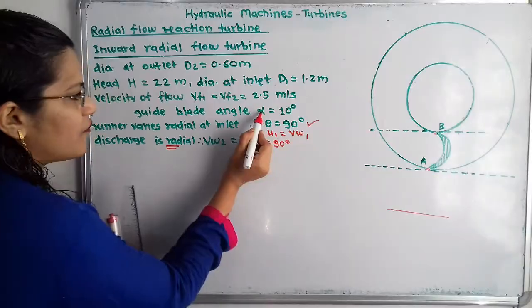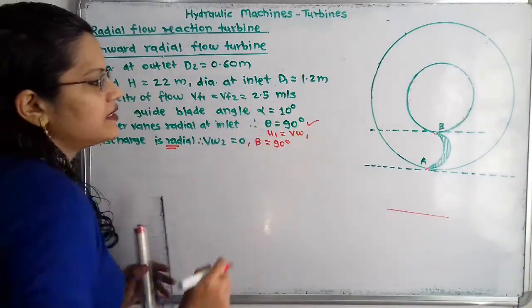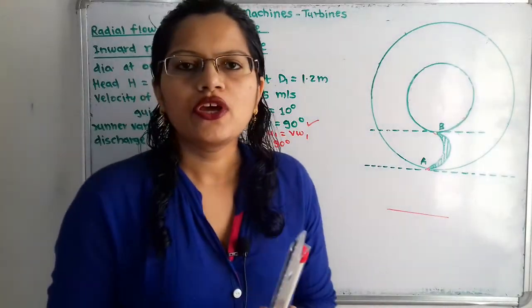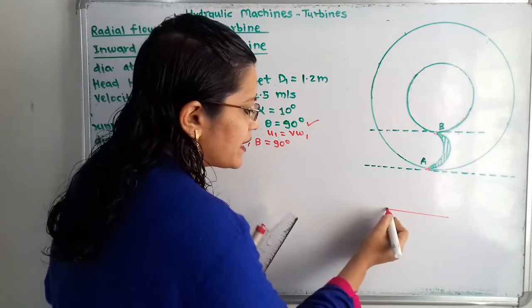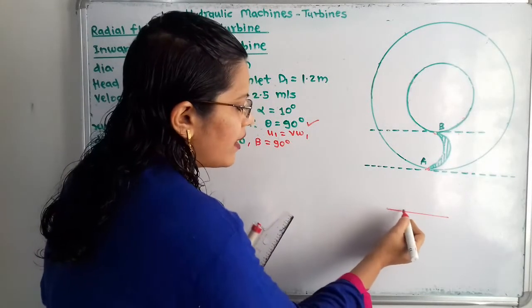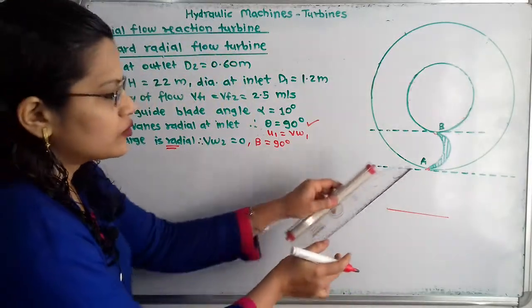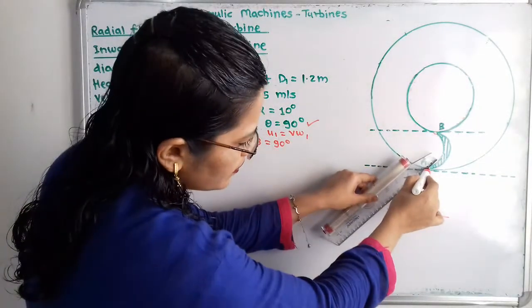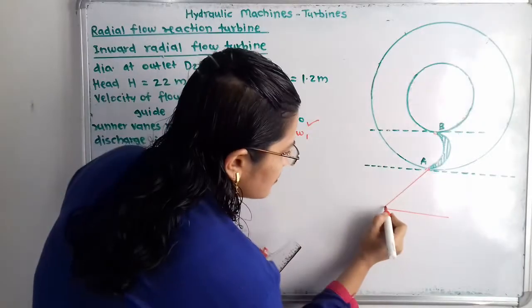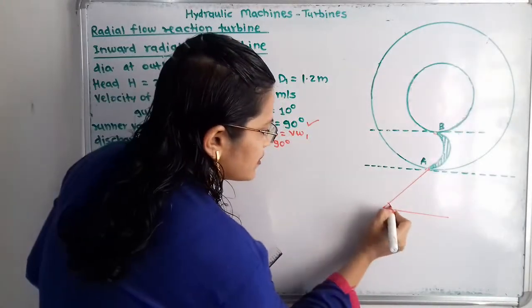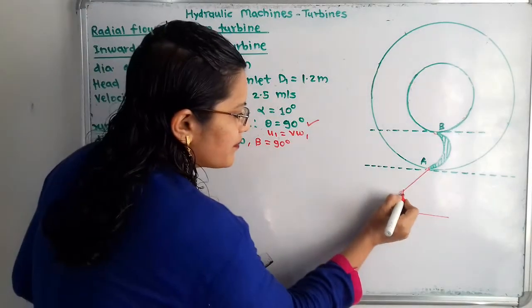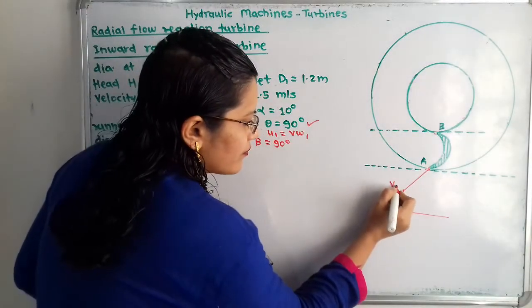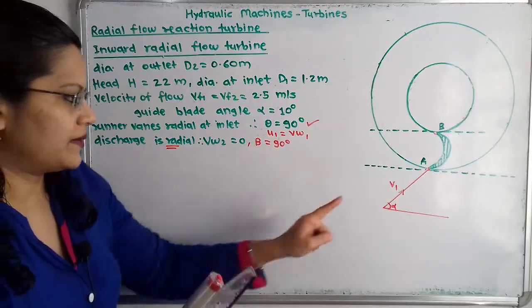Then the angle alpha is given. So angle alpha is 10 degree. How to show it? The absolute velocity makes an angle equal to alpha with this tangent line. So we have to draw this 10 degree, that is angle alpha 10 degree, and here this is V1, that is the absolute velocity.